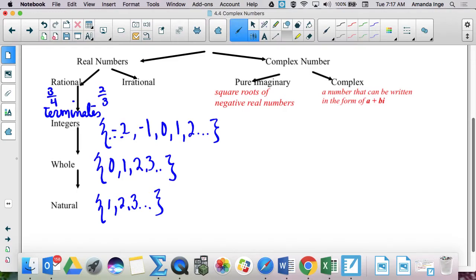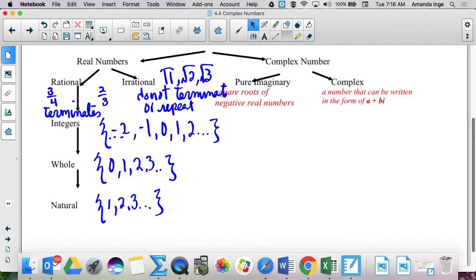Then there were irrational numbers. Irrational numbers are numbers that do not terminate nor repeat. So the best example of an irrational number would be pi. So pi is a good example. The square root of 2 is a good example. The square root of 3. Those are all irrational numbers.